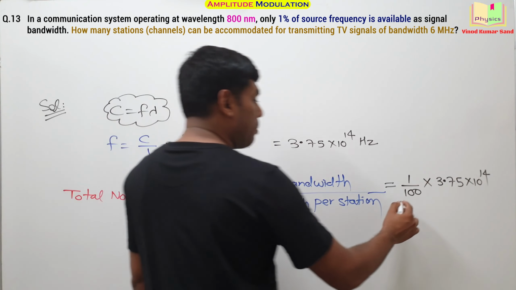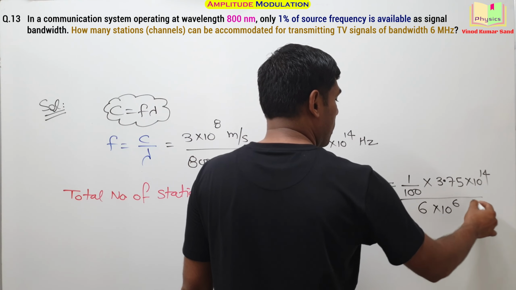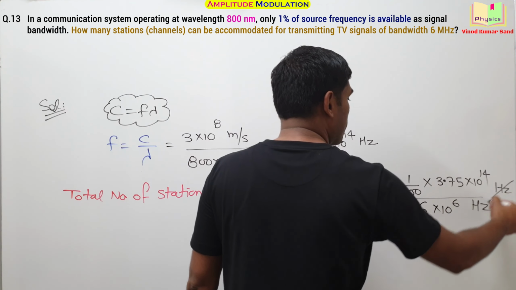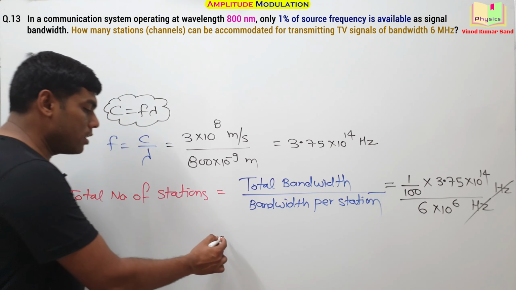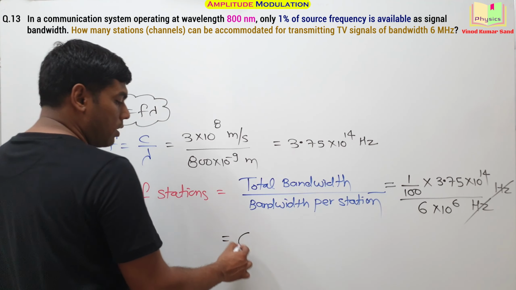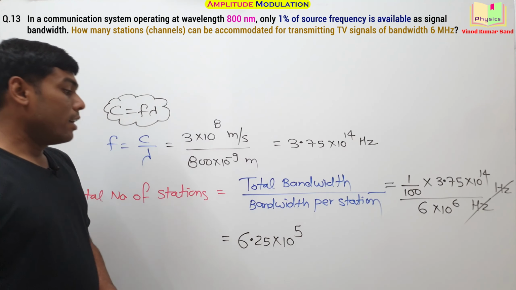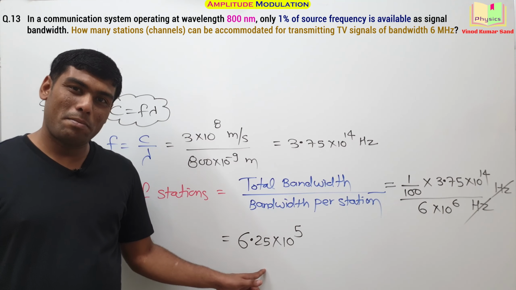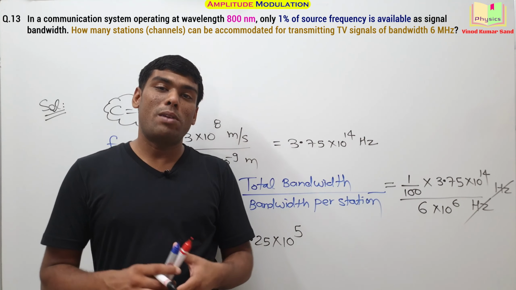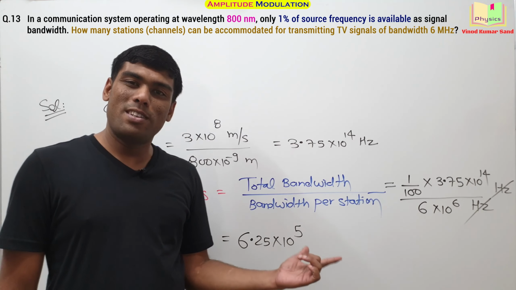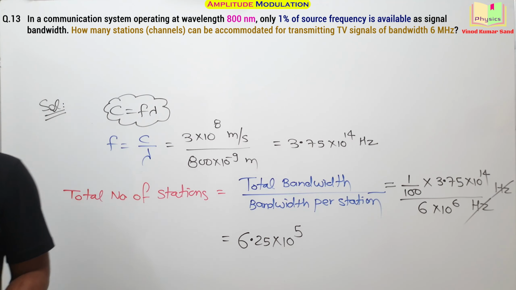Okay. And bandwidth per TV station is 6 into 10 to power 6 hertz. The unit hertz will get cancelled out. If you wish, you can skip it. Done. This gives us the total number of stations, which is equal to 6.25 into 10 to power 5. Again, it's a great number. So operating at very high frequencies, we can simultaneously transmit many television channels. Done? Note it down, then we'll go further.